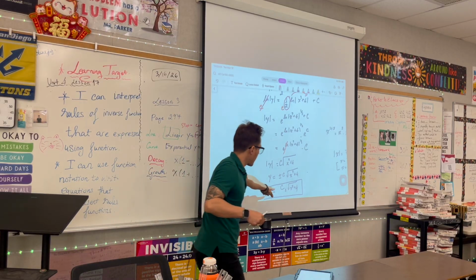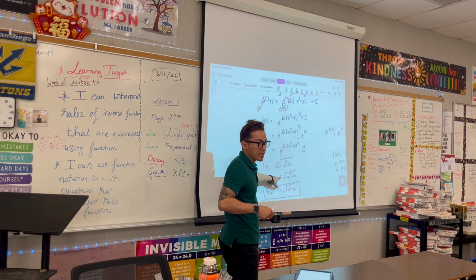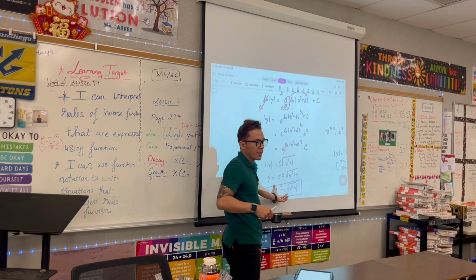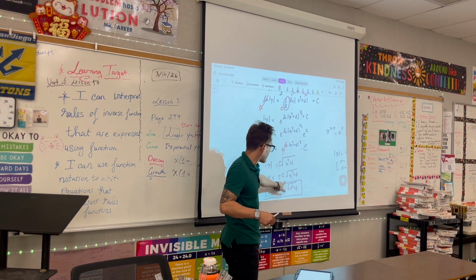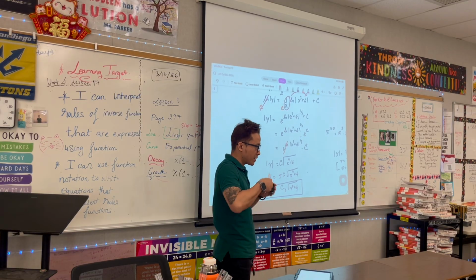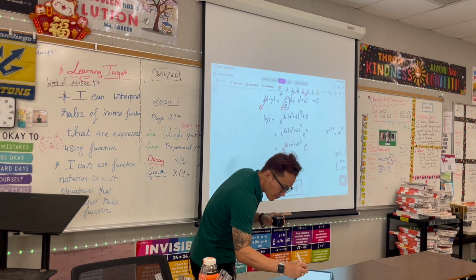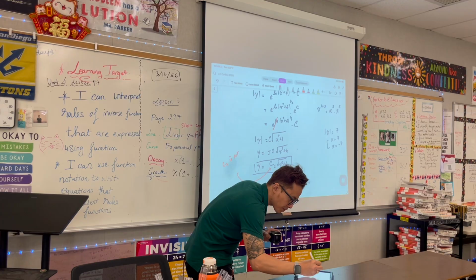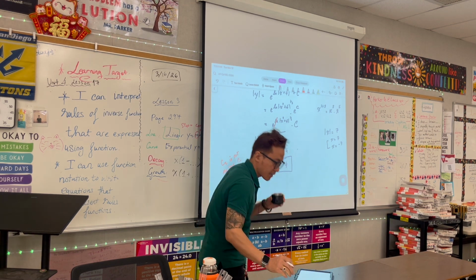I use C1 because I don't want it to be the same as this C, so I'm using another letter. You can use K or J, any letter. I just put C1, so it is different from the C here. Let me note here: C1 is not the same as C. That's the reason why.